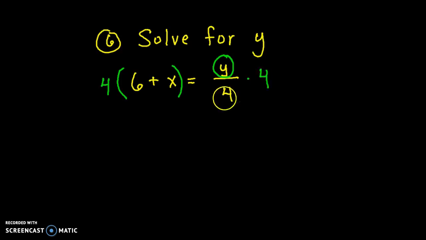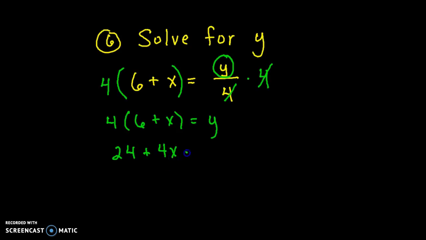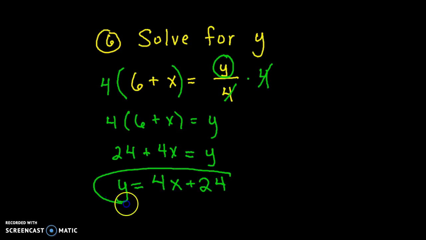On the right side, 4 divided by 4 is just 1, so they would cancel out. So on this side, we're left with 4 times 6 plus x is equal to y. We can then distribute, and we'll get 24 plus 4x is equal to y. All right, I'm going to then rearrange. I'm going to put my y on the left, and I'm going to actually have my variables first. So this is a positive 4x, and this is a positive 24. So y equals 4x plus 24.